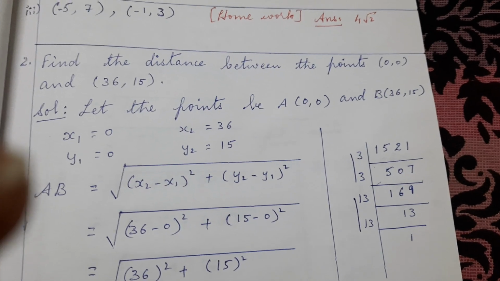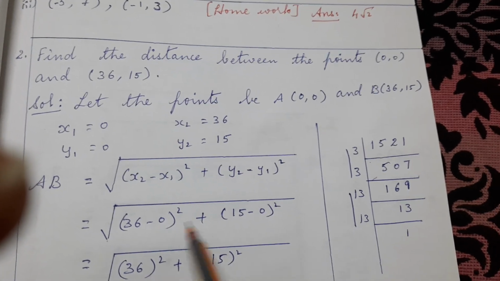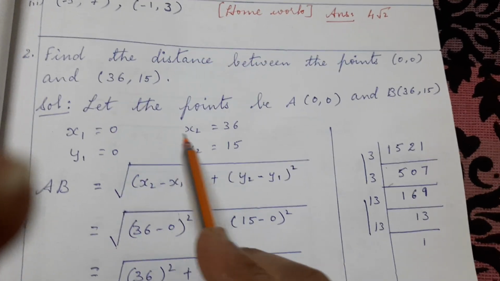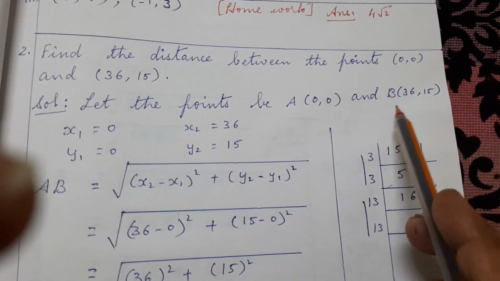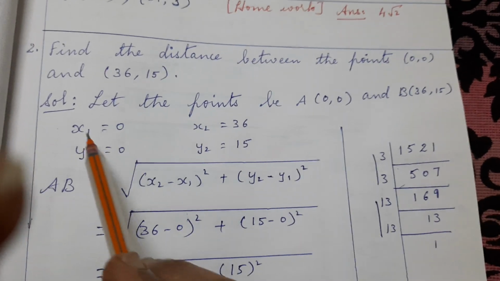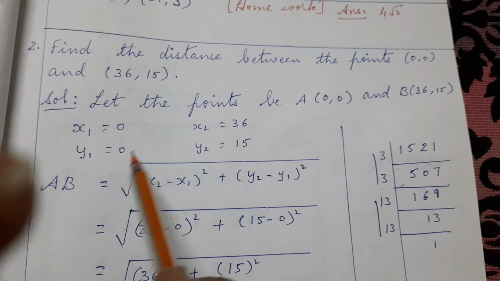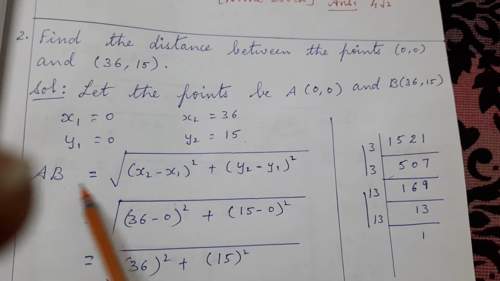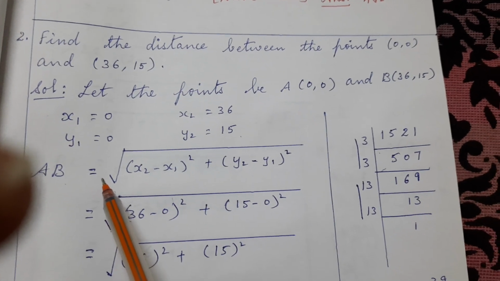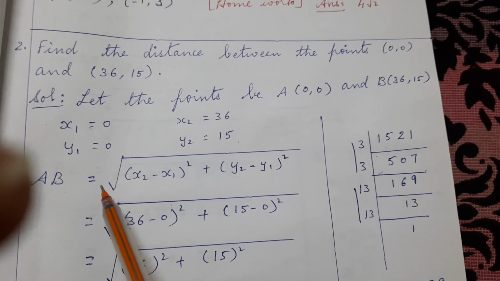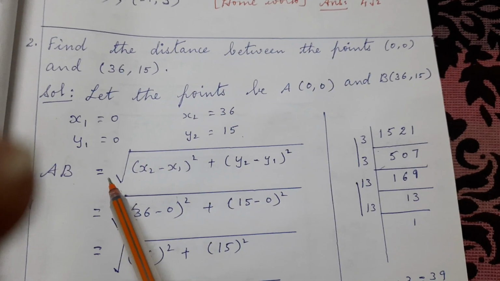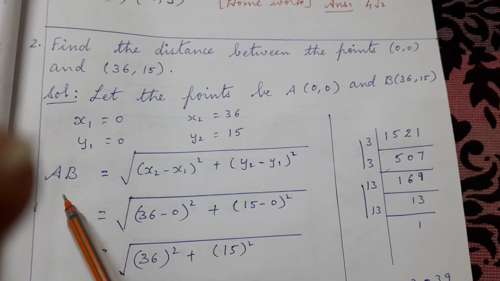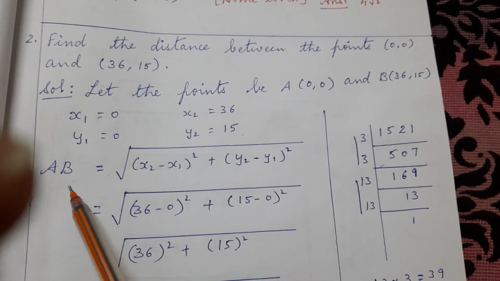You can either do it like that or we can take it like this. Just see here, let the points be A(0, 0) and B(36, 15). x1 is 0, y1 is 0, x2 is 36, y2 is 15. Here I have used the distance formula. You can also use the formula which is used for the origin, the distance from the origin, root of x square plus y square, that also you can use. But I have used the distance formula to make you understand how it is.